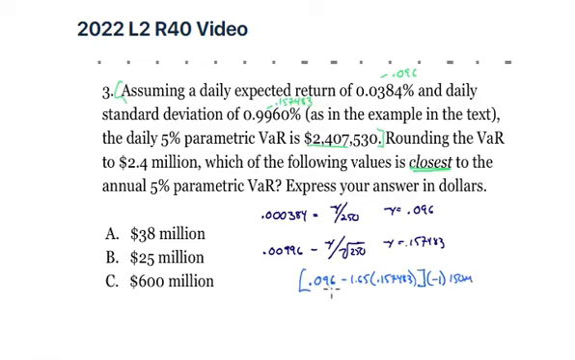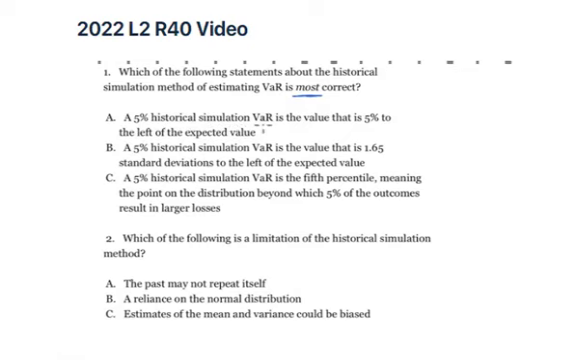Well, it can't be 38 or 6. There we go, right there. 25 million. Okay, a couple more questions. Which of the following statements about the historical simulation method of estimating VaR is most correct? A 5% historical simulation VaR is the value that is 5% to the left of the expected value. 5% to the left, does that make sense? Historical simulation? No, we can get rid of that.